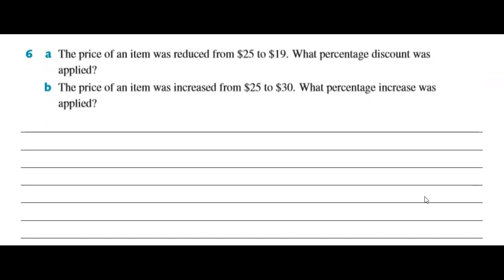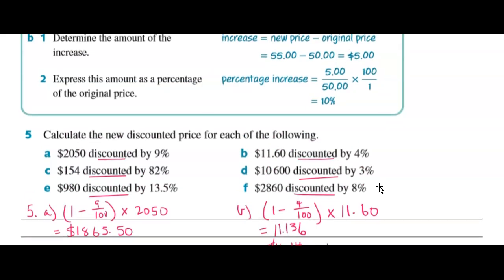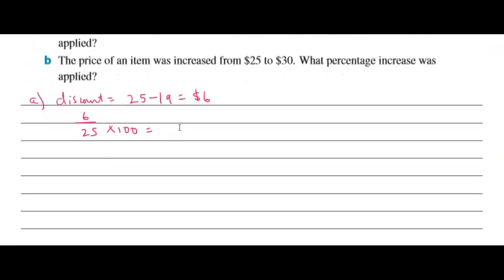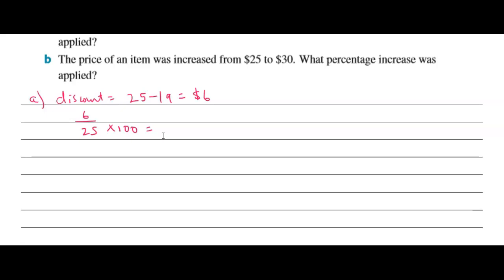The price of an item was reduced from $25 to $19. What percentage discount was applied? So we need to work out the discount first. So 25 minus 19 is 6. So we got a $6 discount. So we're just going to do $6 of the original amount, so 25 times 100. That's where I probably should have put question 5 before this theory, but you're looking at your percentage discount, so your discount over the original price. So the discount in this question was 6 over 25.